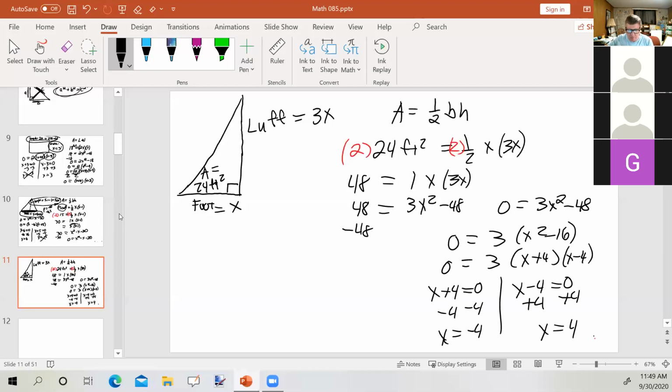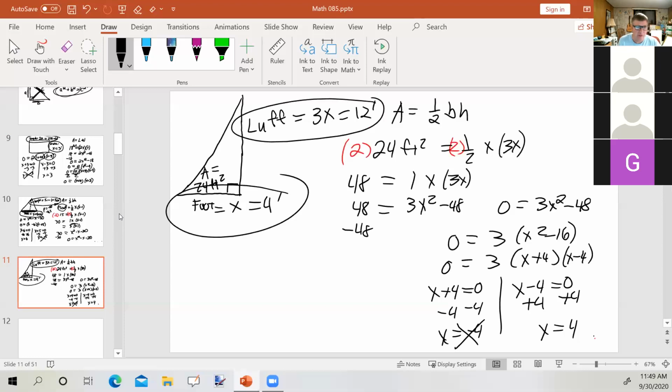Once again, we're looking for lengths or widths or distances. So x can't be negative. The foot is going to be x, or 4. The loof is 3x, or 12. And we're talking square feet, so that is the area in square feet. So the foot and the loof would both be in feet. So the loof is 12 feet. The foot is 4 feet.